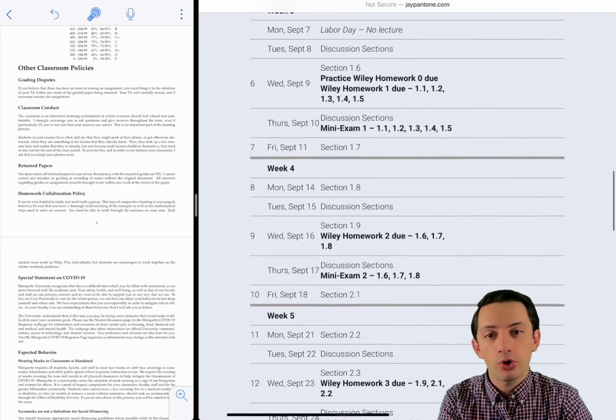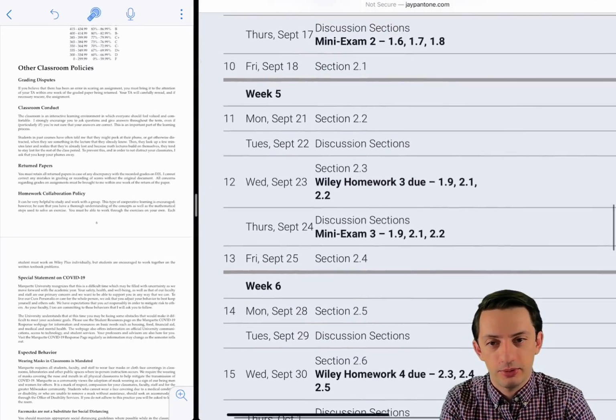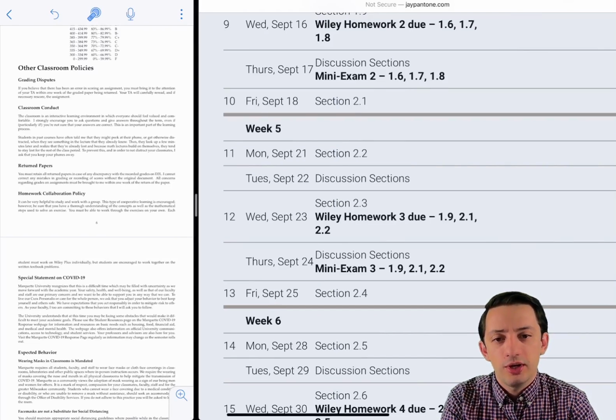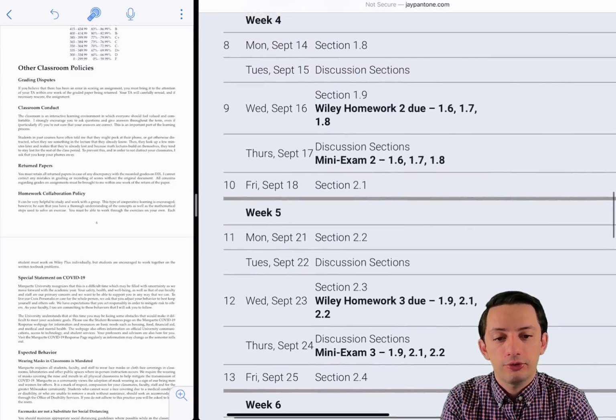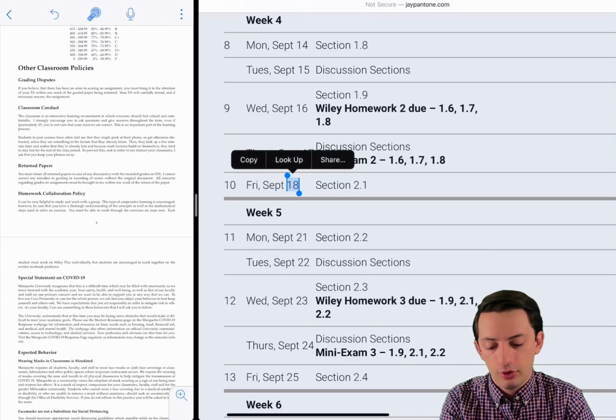Now let me show you kind of a more normal week where we don't have a day off in the middle. Let's go to week 5 here. Let me zoom in a little. So week 5, you have your third Wiley homework due. It covers material from sections 1.9, 2.1, and 2.2. So look where those are. That is Wednesday of the week before, and Friday of the week before, and Monday.